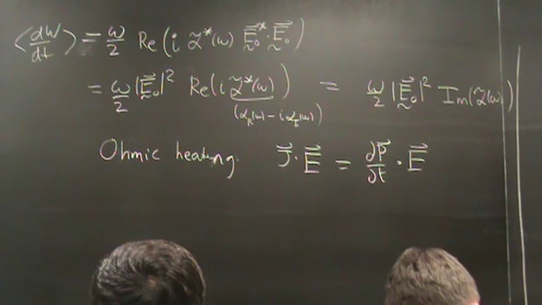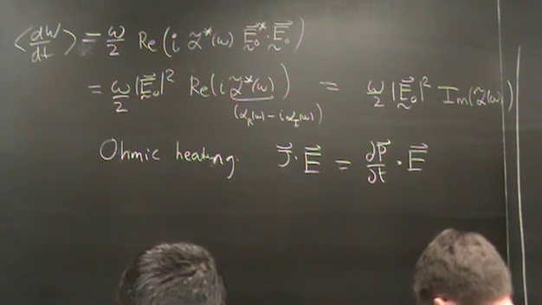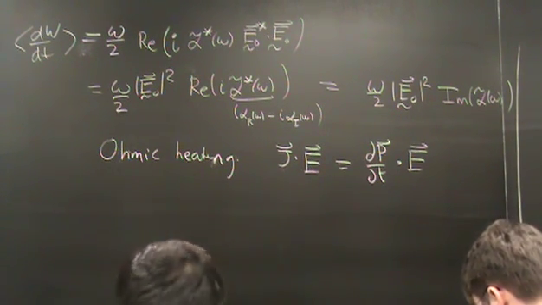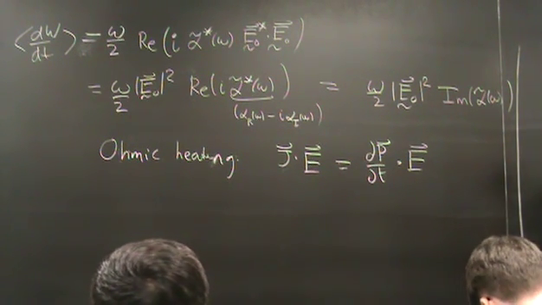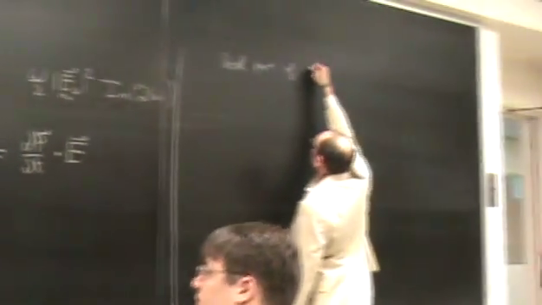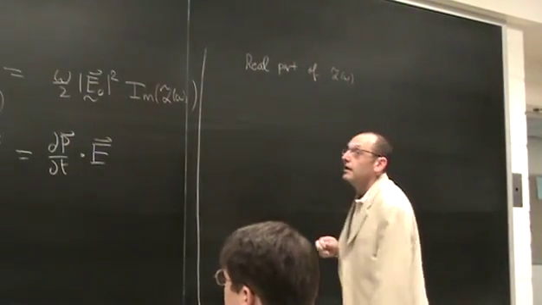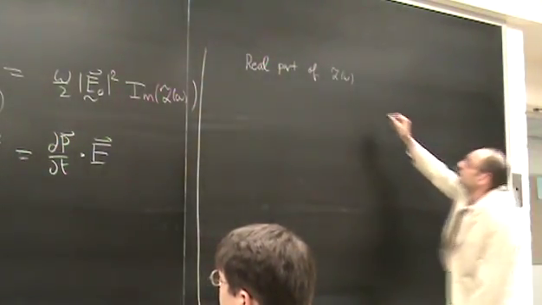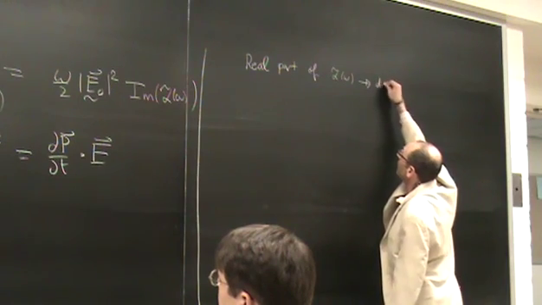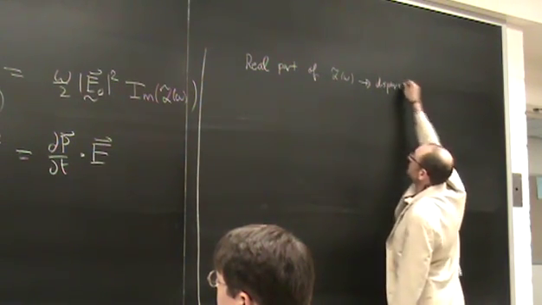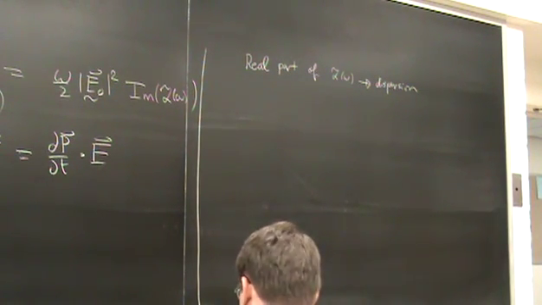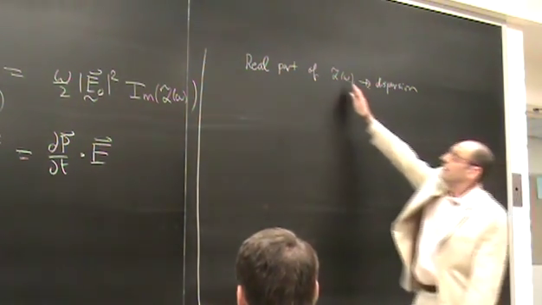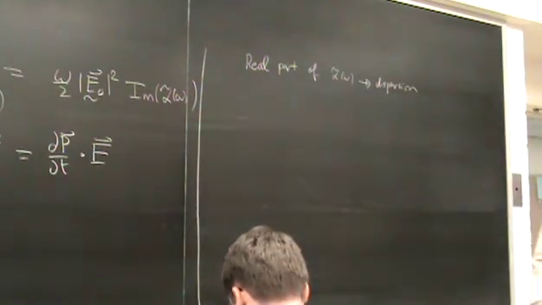Okay, very good then. What about the real part? Well, this generally gives rise to what's called dispersion, if there is a reasonably strong frequency dependence in the polarizability. Why is that?